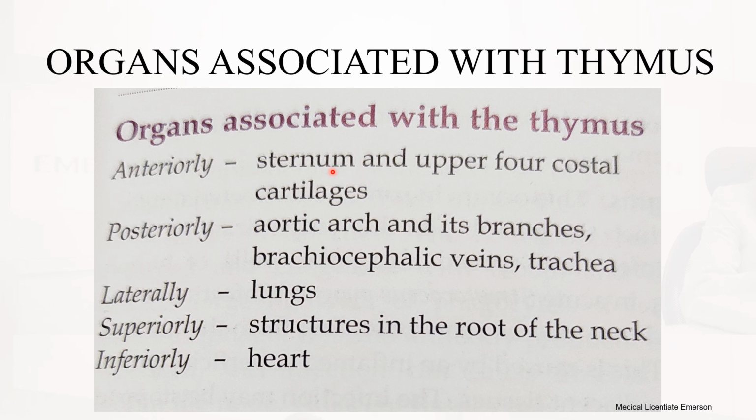So anteriorly, we have the sternum and the upper four costal cartilages. Posteriorly, we have the aortic arch and its branches, the brachiocephalic veins and the trachea. Laterally, we have the lungs. Medially, we have the structures in the root of the neck. Then inferiorly, we have the heart. These are structures associated with the thymus.